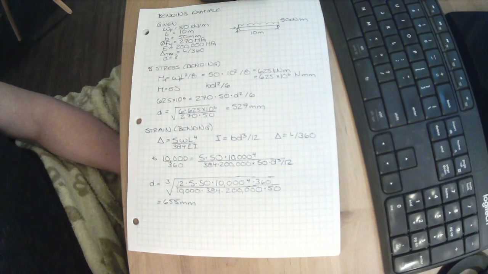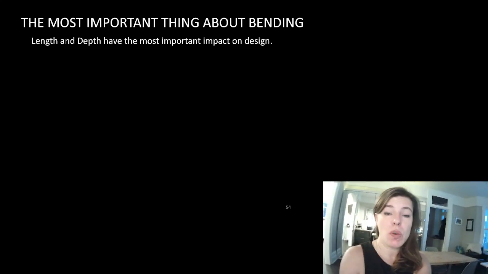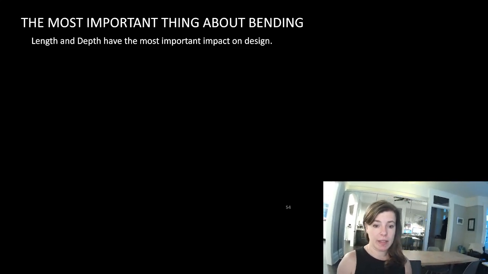All right, here is where I'm going to blow your mind, or at least tell you one of the biggest takeaways from this course. When you're designing buildings and working with your team and need to make changes to make things work, the things that have the biggest impact on the structural design are length and depth. That's the thing you can change most. I mean, you could change your material completely, but we're talking about within the scope of a set project. Let's take a look at this.